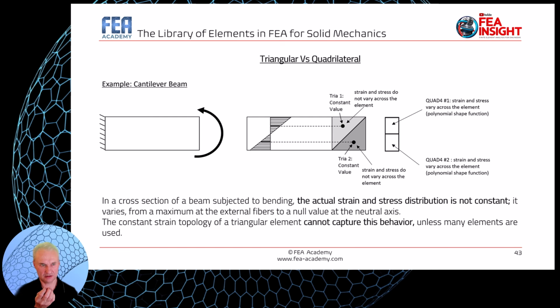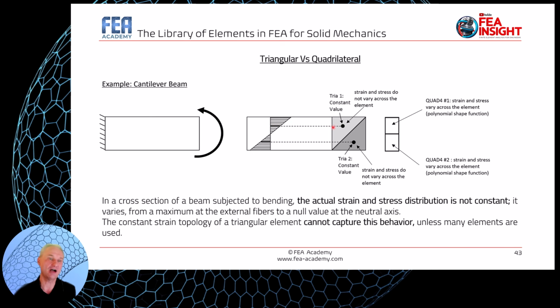In a cross-section of a beam subjected to bending, the actual strain and the stress distribution is not constant. It varies from a maximum at the external fiber to a null value, a 0 value at the neutral axis. So it means that you have maximum values for the strain at the extreme fiber of the beam, and you have a linear distribution.